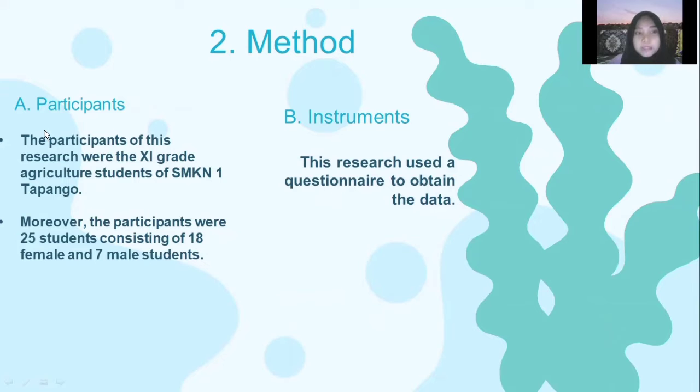The second is method. There are participants. The participants of this research were the 11th grade agricultural students of SMK N1 Tapango. Moreover, the participants were 25 students consisting of 18 female and 7 male students. The next is instrument. This research used a questionnaire to obtain the data.